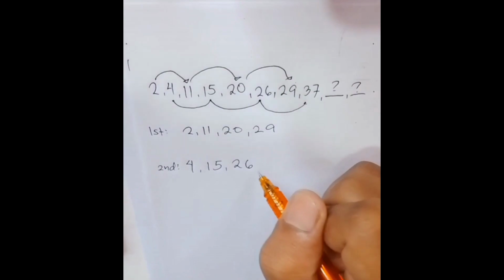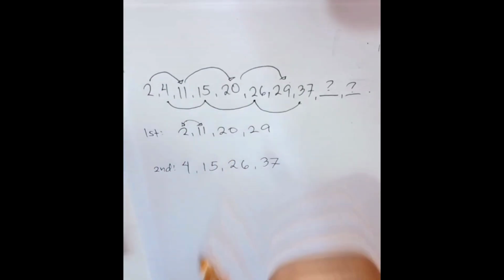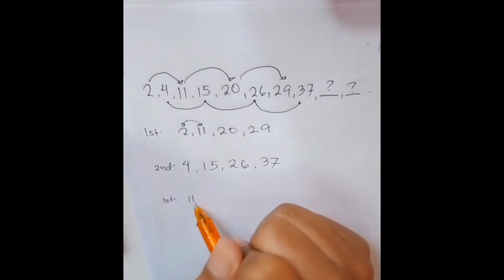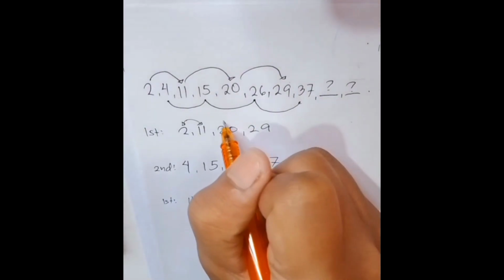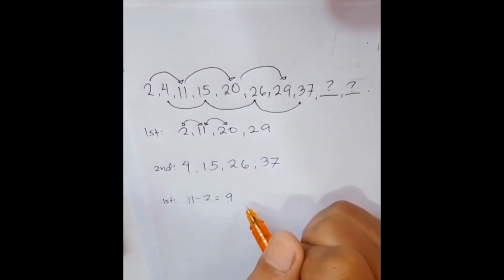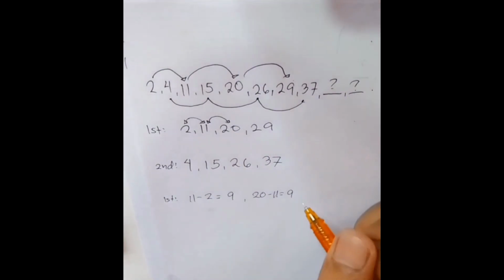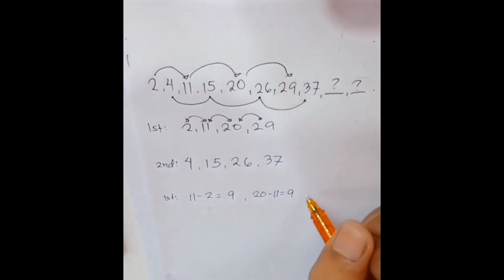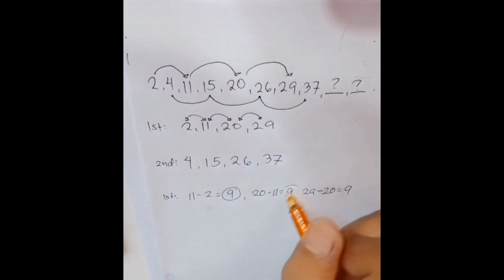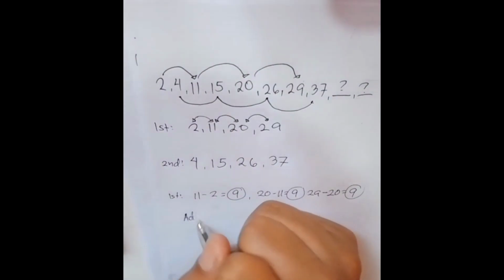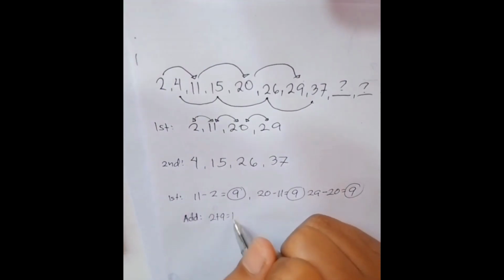Here, 26 and 37. So in the first group, we need to subtract 2 from 11. So first, 11 minus 2 equals 9. Okay, same pattern. 20 minus 11 equals 9. So last one is 29 minus 20. So 29 minus 20 equals 9. As you can see, the common difference is 9. So we need to add 9 to each number.